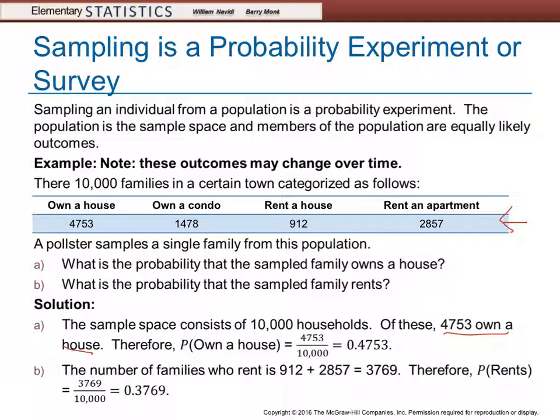0.4753. For the number of families who rent, there are two possibilities that can occur. We have renting a house or renting an apartment. We have to add those two together, and we end up with 3,769. Therefore, the probability of renting in this small town is 0.3769.